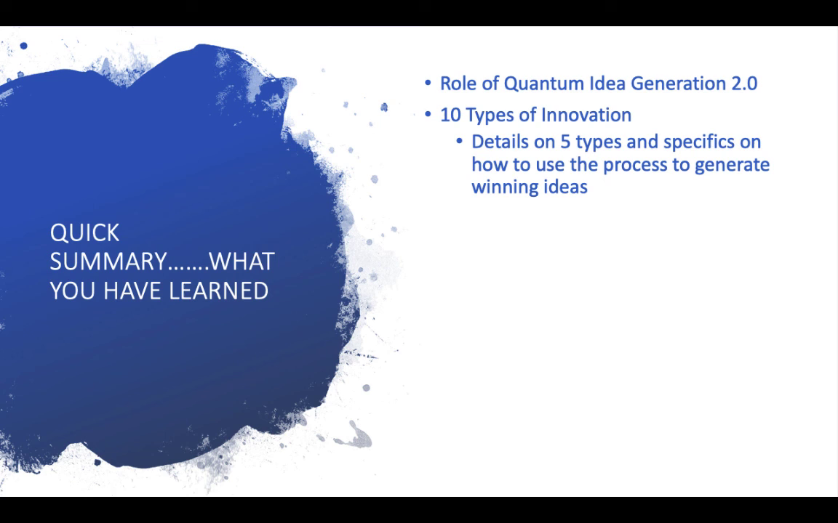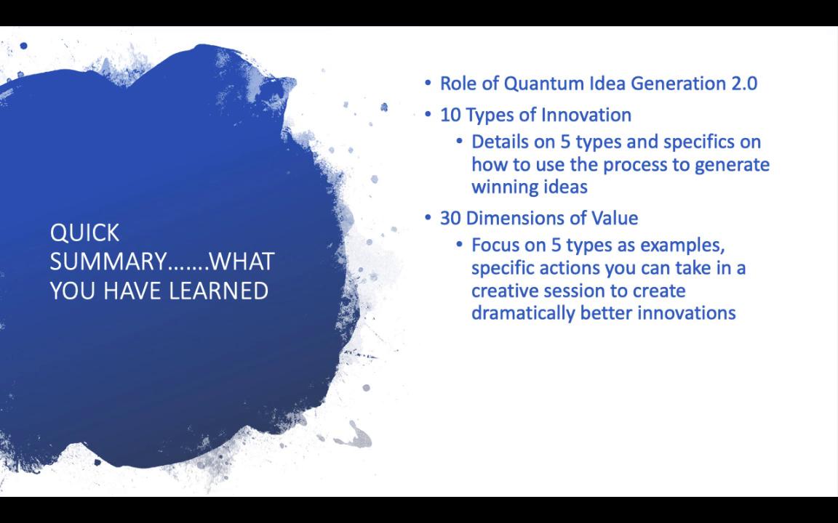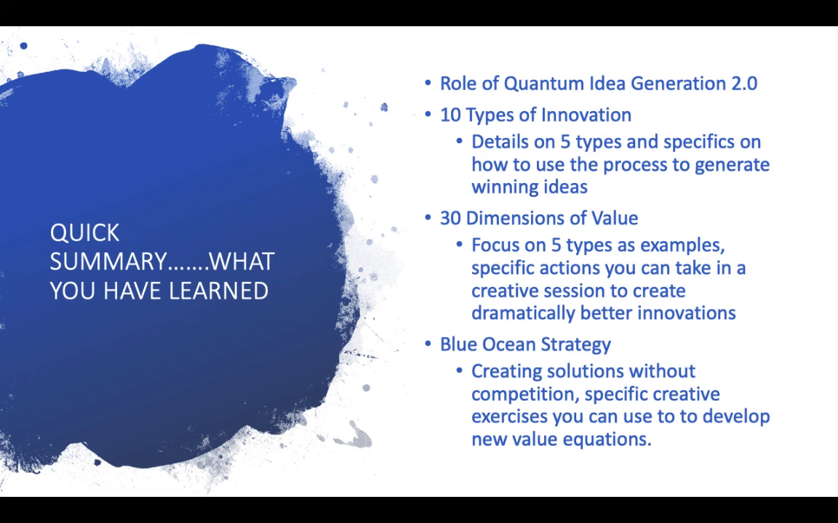And showed you 2 examples of the iPhone and Model T using 5 types of innovation to generate true winning wow ideas. Okay? You learned about the 30 dimensions of value, specific actions, and I shared with you 5 different values there, focusing on them, specific actions you can take in a creative session to create dramatically better innovations. In Blue Ocean strategy, creating solutions without competition, specific creative exercises you can use to develop new equations.